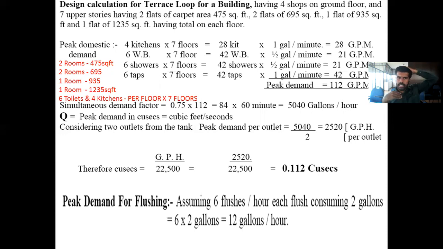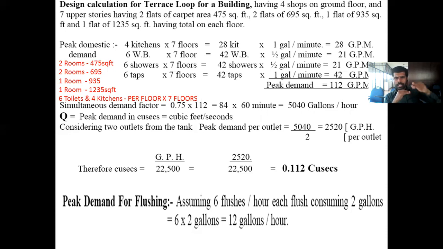The 7 upper stories have 2 flats of carpet area 475 square feet, 2 flats of 695 square feet, 1 flat of 935 square feet, and 1 flat of 1235 square feet, having total on each floor. So each floor will have 2 flats of 475 square feet, 2 flats of 695 square feet, 1 flat of 935 square feet, and 1 flat of 1235.